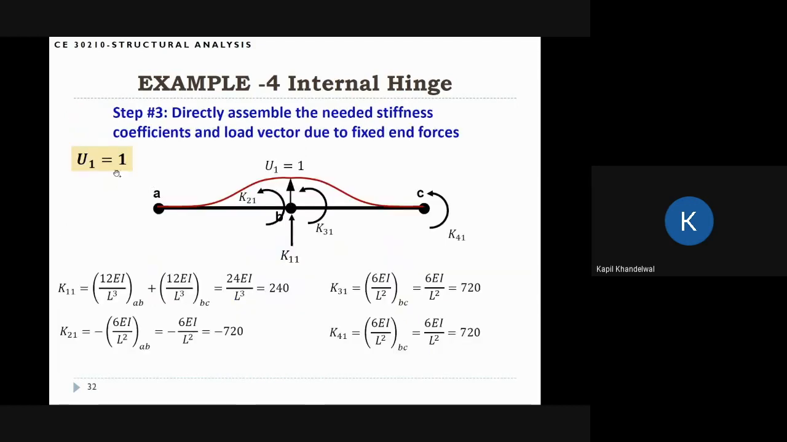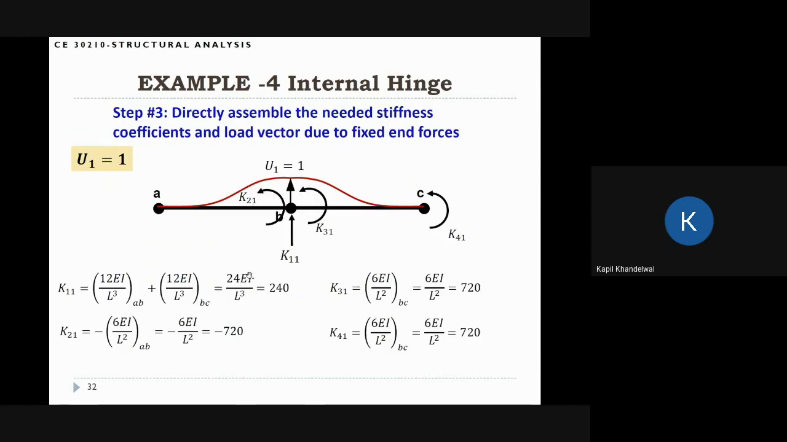So in the first case, U1 is equal to 1. So U1 is the vertical displacement here. So if we displace it by 1 unit and calculate all the stiffness coefficients, K11 is in this direction, that's vertical. This is K21, K31, and K41. So K11 is actually, we are trying to deform 2 beams, AB and BC, okay? So K11 is 12EI by L cube for AB and 12EI by L cube for BC. And if we add them together, this is 24EI by L cube, and that is 240 if we do the algebra. K21 is the moment here.